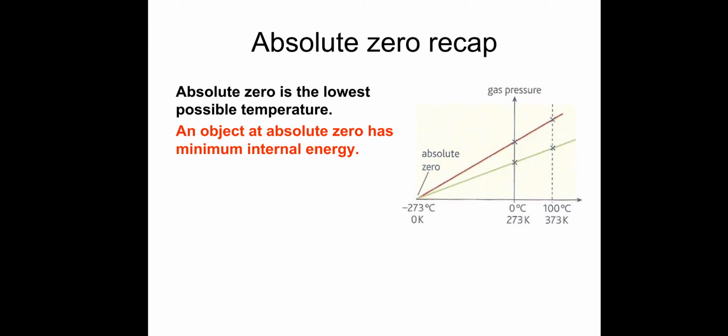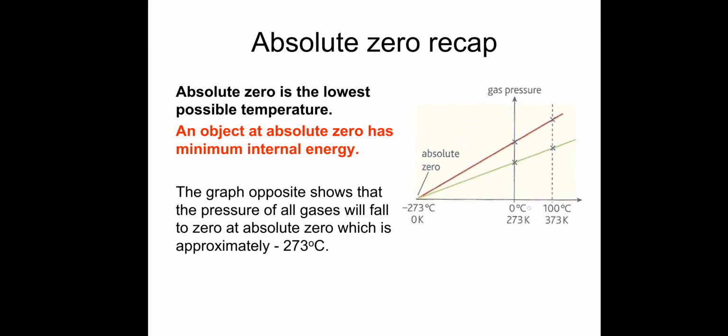Absolute zero is the lowest possible temperature that we have in the universe. An object at absolute zero has the absolute minimum internal energy possible. Remember internal energy, we did that in the other lesson. Internal energy is the total sum of the kinetic energies and the total sum of the potential energies. So here we go, absolute zero. Down at the bottom, 0 Kelvin is minus 273 degrees Celsius.